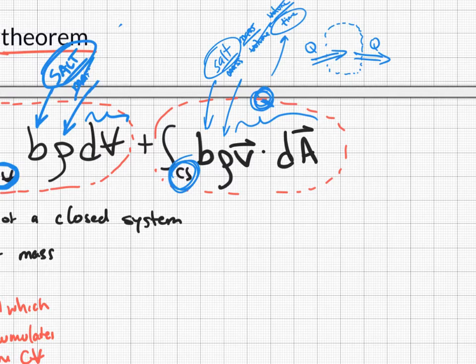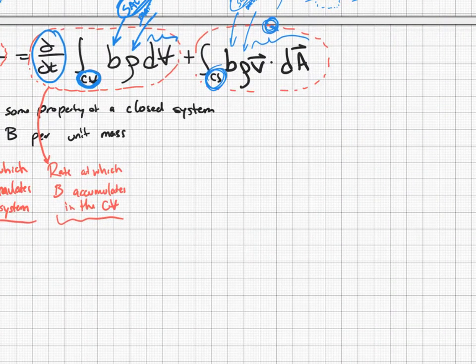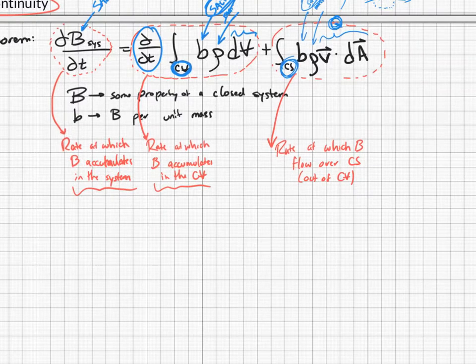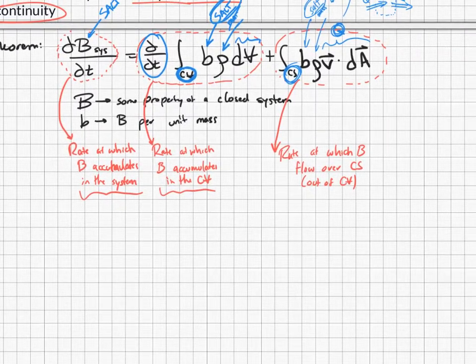Okay, so let's see. We'll go back to my red, and I'm going to say that this term is the rate at which B flows over the control surface. This really means out of the control volume. The reason I say out of is because if it had a negative sign, it would be into it. That's just the way this particular sign convention works. So the nice thing about this is, there are some very obvious simplifications here.